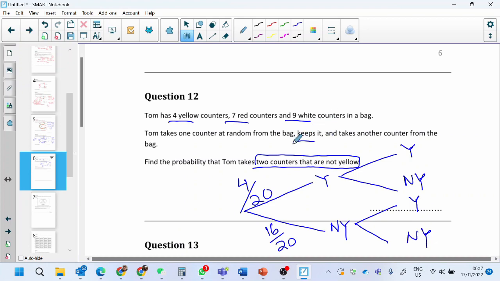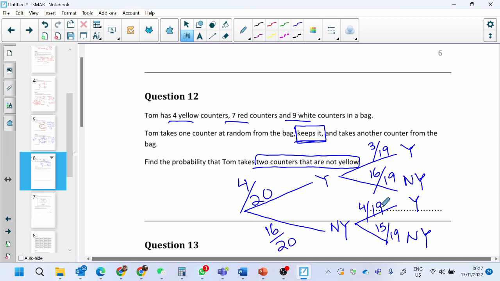So keeps it. Remember these. If he keeps it, that means he does not put it back inside. So in the next attempt, one probability will reduce. So probability of yellow will be 3 out of 19 and probability of not yellow will remain the same 16, but the total has reduced to 19. And here also, if it's not yellow, then the not yellow will reduce to 15 out of 19. And here the yellow will remain the same 4 out of 19.